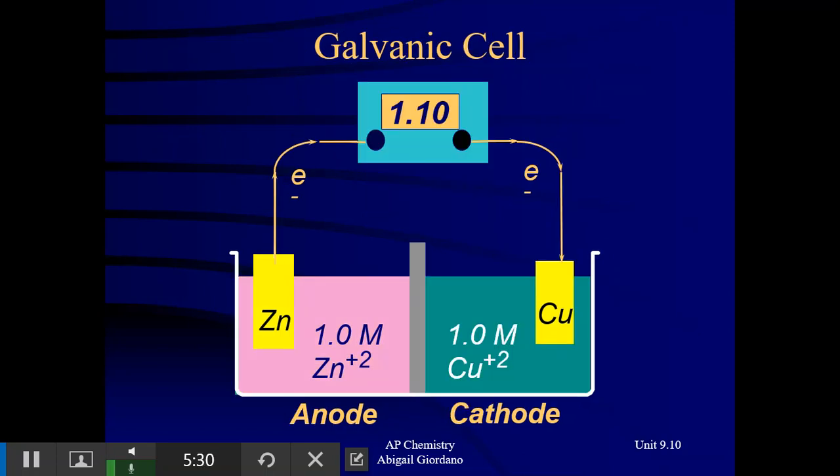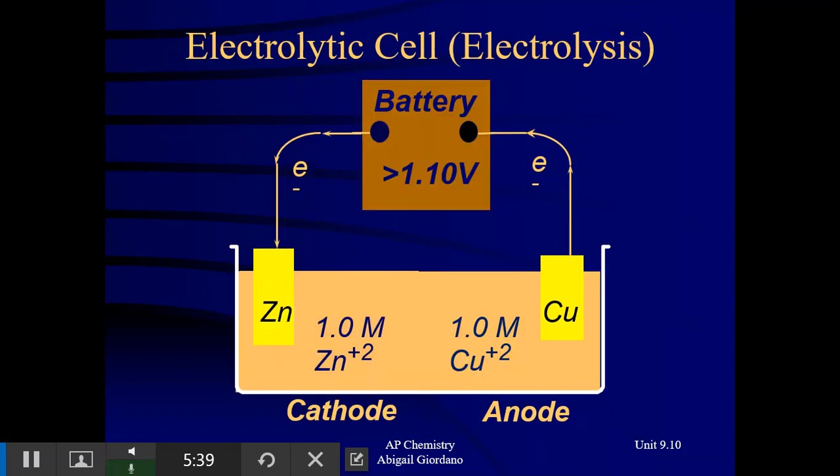And if you'll notice, if this redox reaction is going to register a voltage of 1.10 volts, our power source using the same redox reaction has to be providing at least greater than 1.10 volts. It's got to be able to overcome that potential.